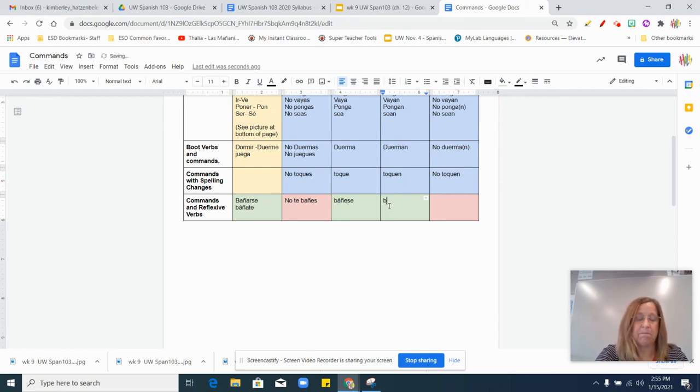This is bañense. Bañense, you all bathe yourselves. And then when we do the negative, the se goes in front of it. So it's no se bañen. No se bañen. All right.